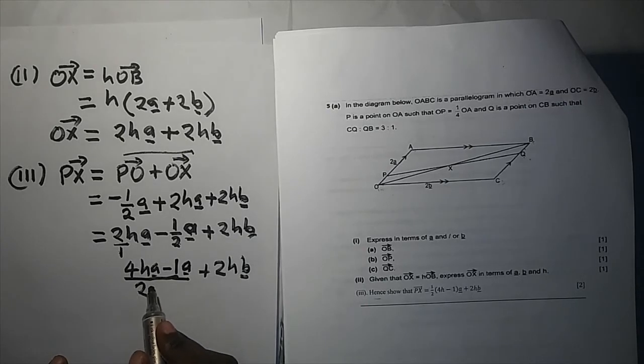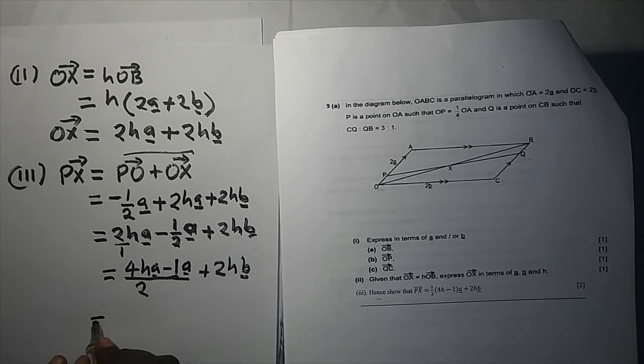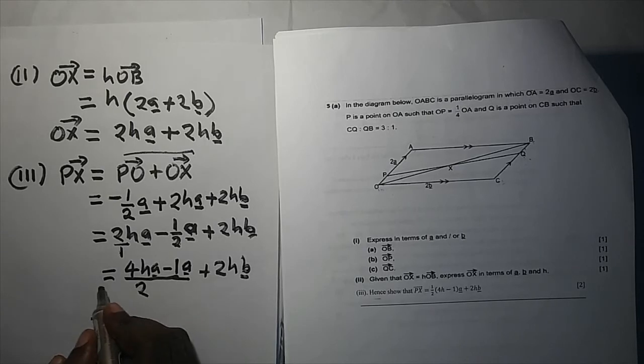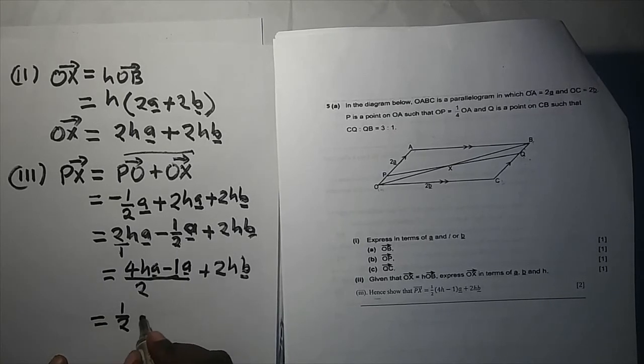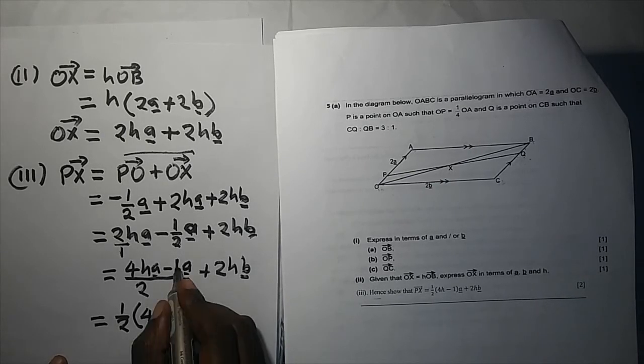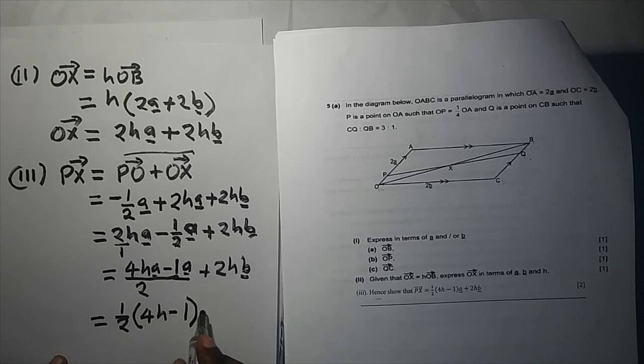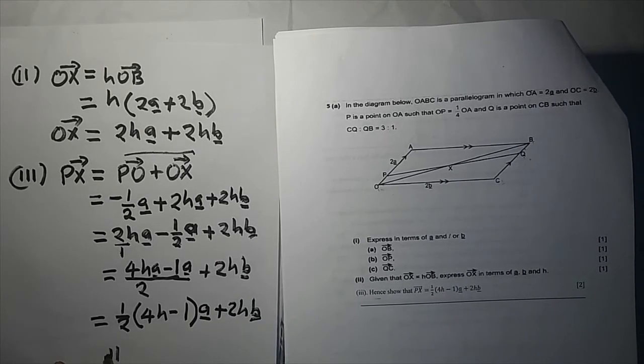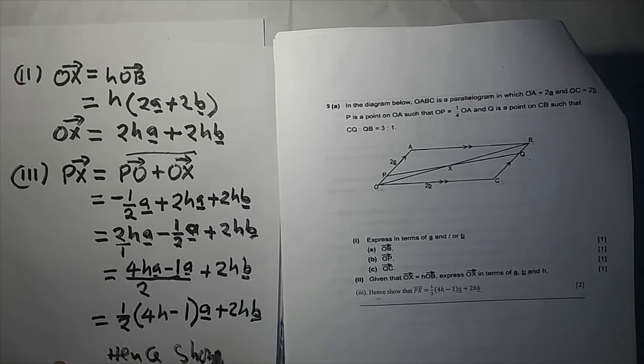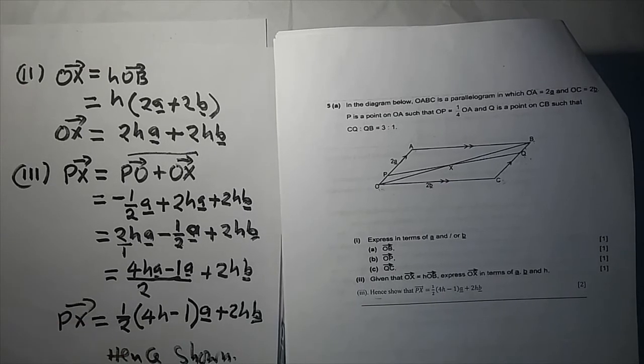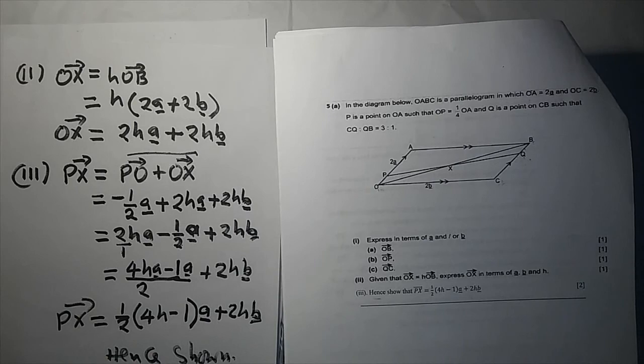Here we can factorize. As you can see, this one can easily be factorized. The 1 over 2 can be taken outside here. You're going to have half. And then in the brackets, you are going to remain with 4H minus 1, the A is also common, so it will come outside, plus 2HB. And here we can even write and say hence shown. So we have shown that PX is equal to this vector here. So this is the end of our lesson. Thank you for paying attention.